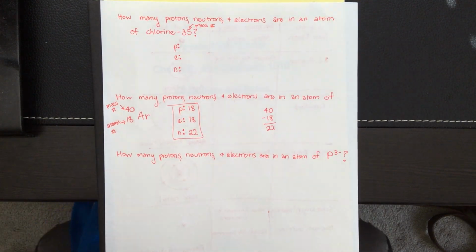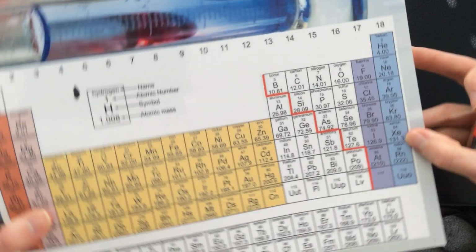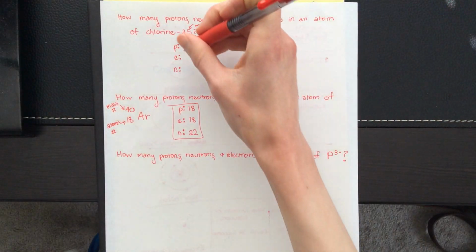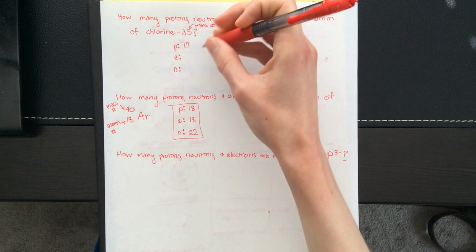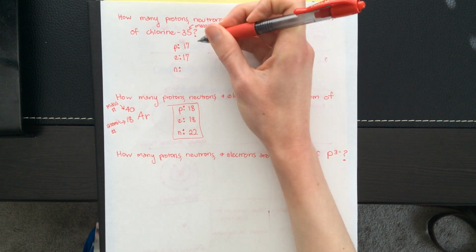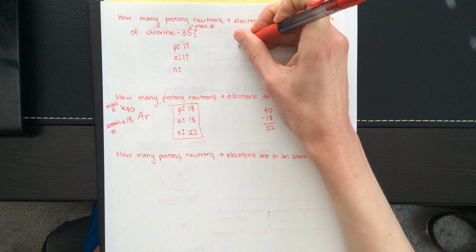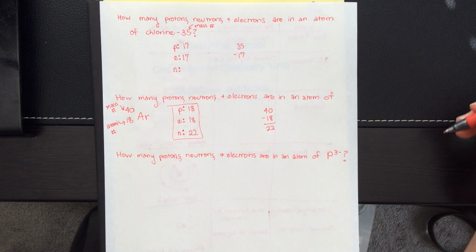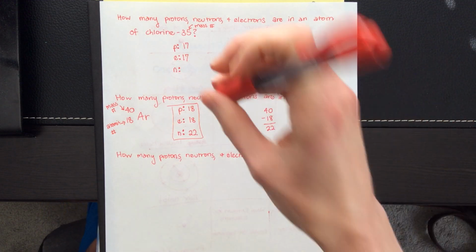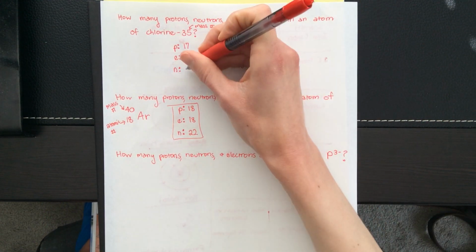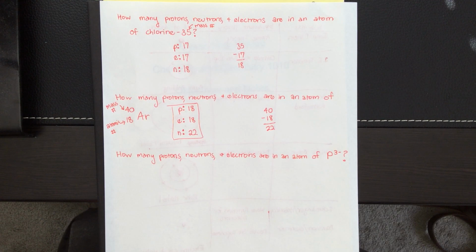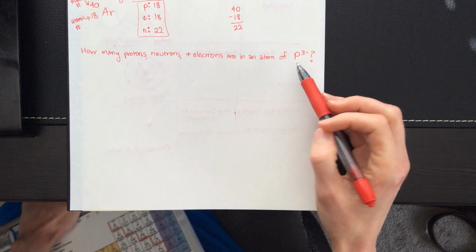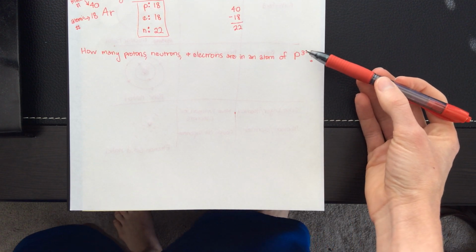To find the number of protons, we need to look up chlorine on the periodic table. It's number 17. So it's going to have 17 protons, and since there's no charge, it's going to have 17 electrons. And then to find the neutrons, we're going to do 35 minus 17, and that's going to give us 18. So 18 neutrons. Okay, last, how many protons, neutrons, and electrons are in an atom of P3 minus?